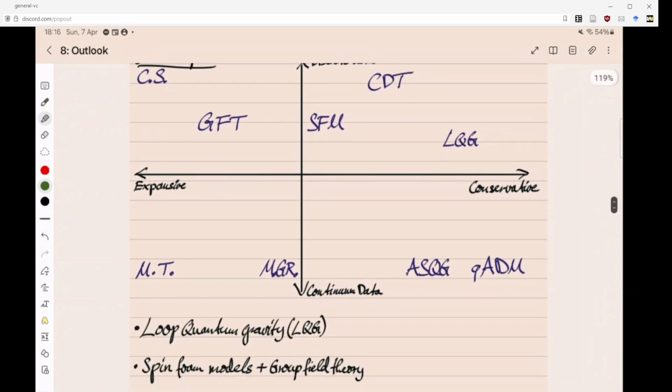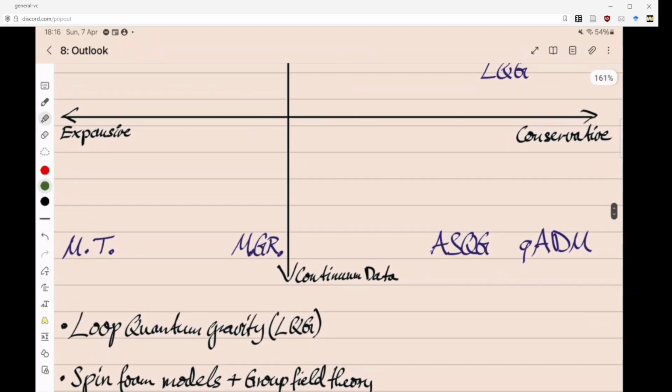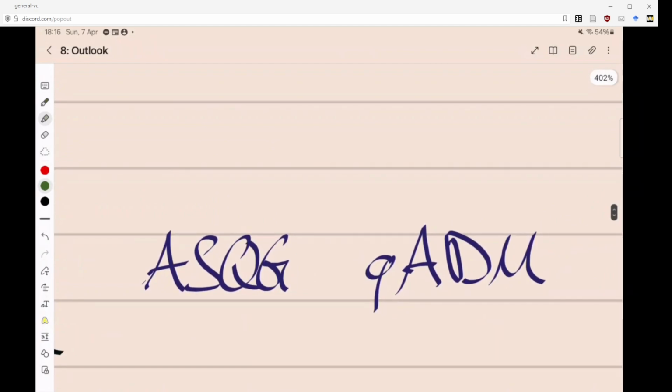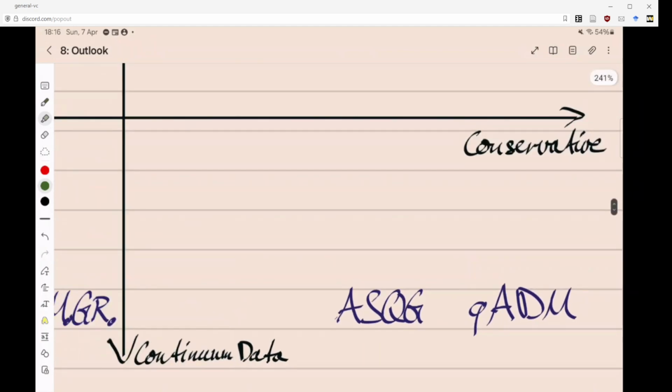And I'm going to go through a few of these approaches to give you an overview. The first, which is, I think, closest to what we've discussed so far, but okay, just denote here that ADM by itself is also on this list. So quantized ADM, I would describe as the most conservative theory because it's literally just GR, and also as purely continuum, because there is no restriction or discretization going on whatsoever.